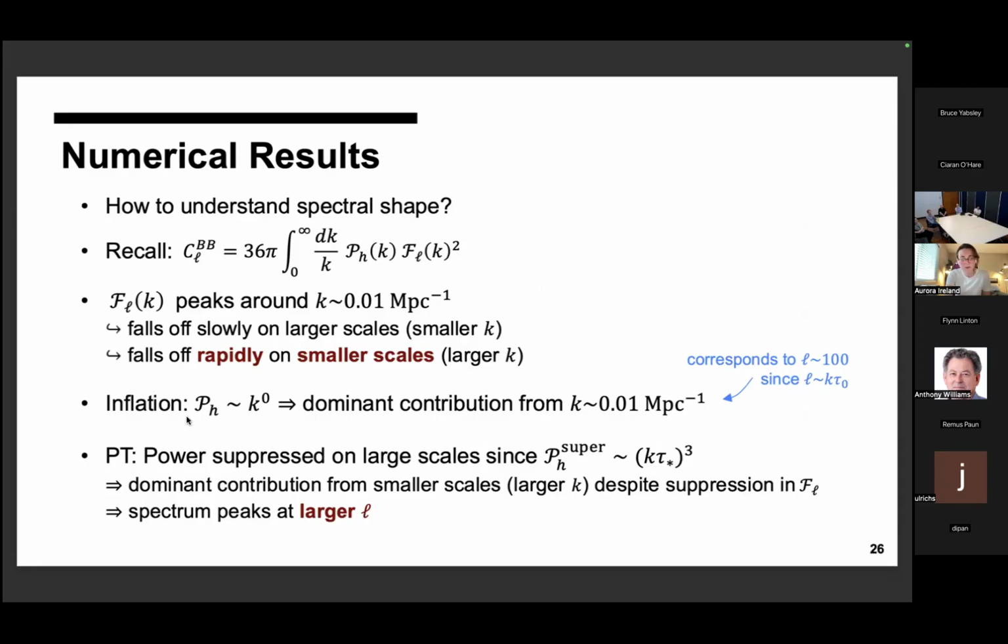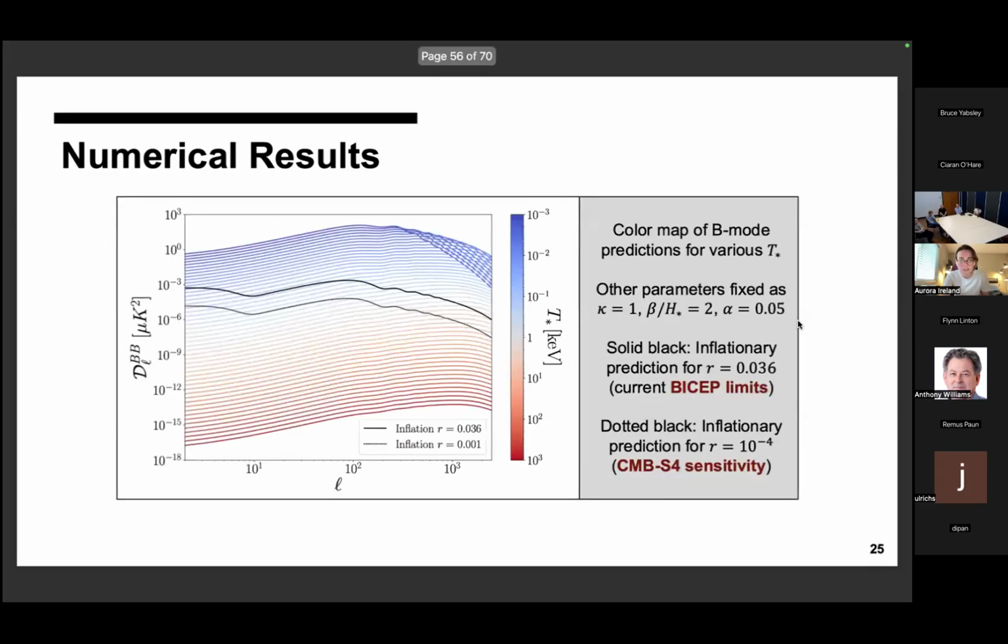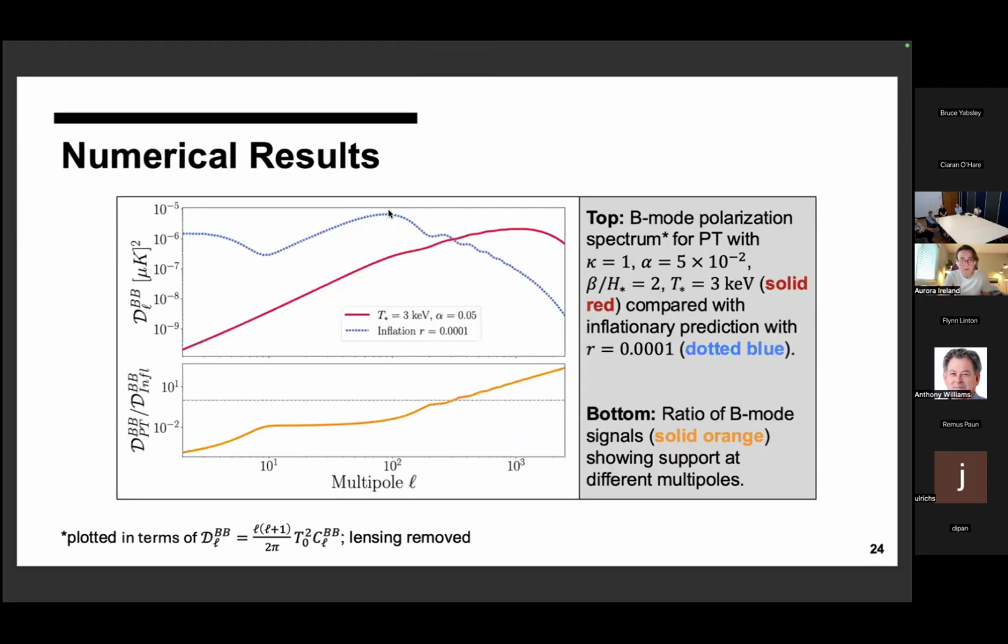So compared with inflation, you're having some scale invariant power spectrum. So the dominant contribution is going to come from whenever this F of L squared peaks, and this thing peaks around 0.01 inverse megaparsec. So you expect the inflationary one to also peak there. Very roughly, that corresponds to an L of 100. It's not like a strictly linear mapping, but roughly that corresponds to a multipole of 100, which is, yeah, indeed what you see for the inflationary case.